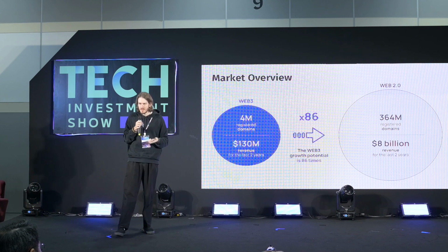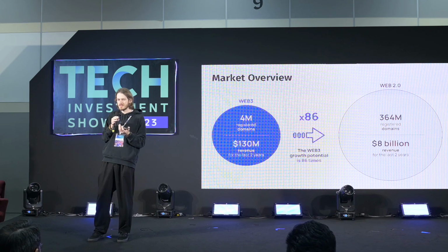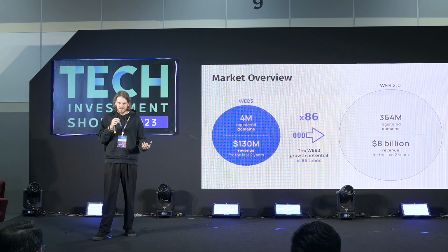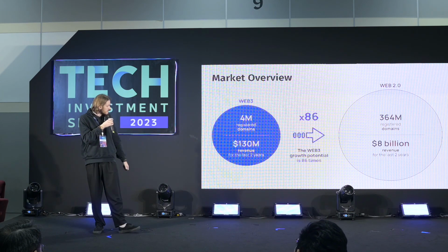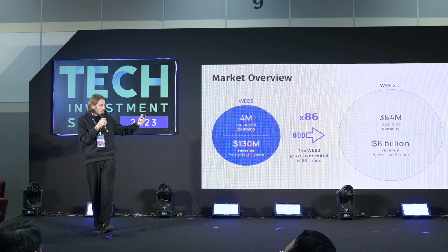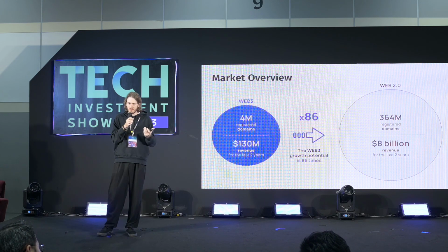Market overview. You may understand right now that this is quite the same. There are quite big players right now, ENS, Unstoppable, something like that. They made 130 million revenue in the last 4 years. They registered 4 million domains. And this is the possible growth for the next years.